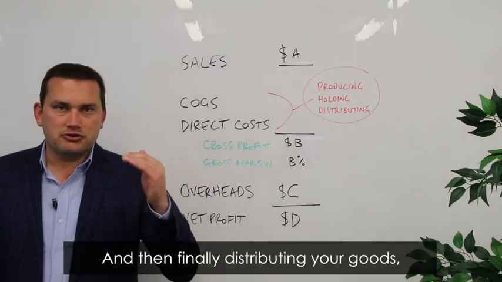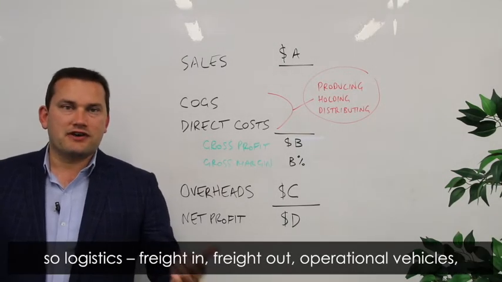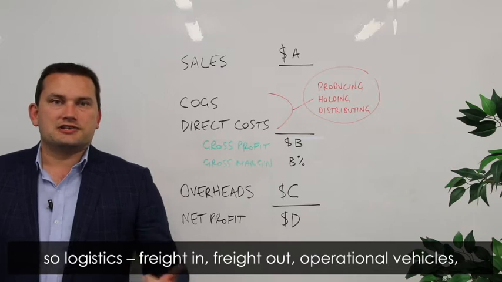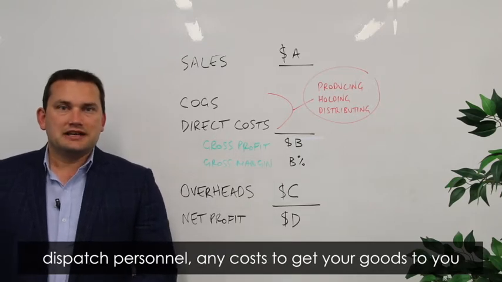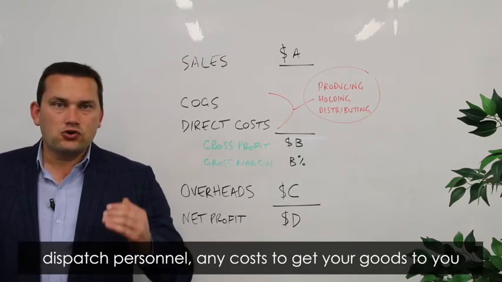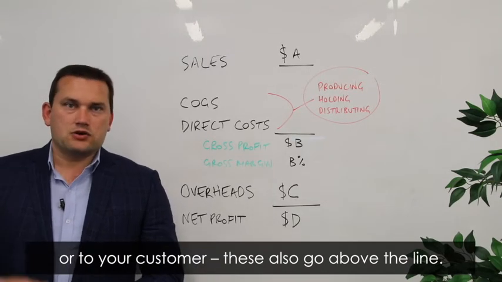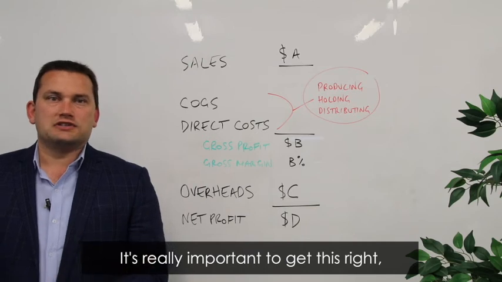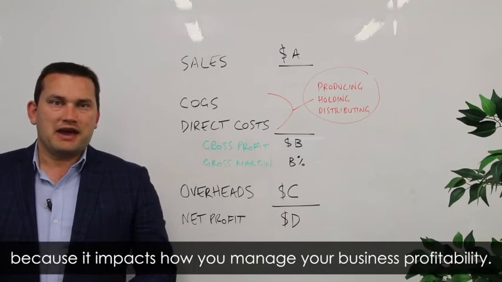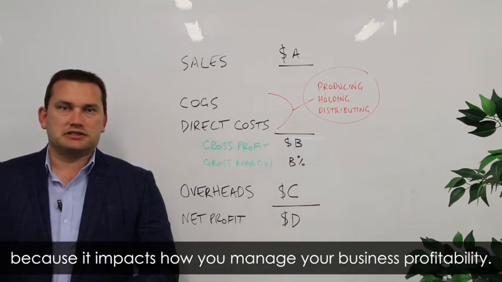And then finally distributing your goods, so logistics, freight in, freight out, operational vehicles, dispatch personnel, any costs to get your goods to you or to your customer, these also go above the line. And it's really important to get this right because it impacts how you manage your business profitability.